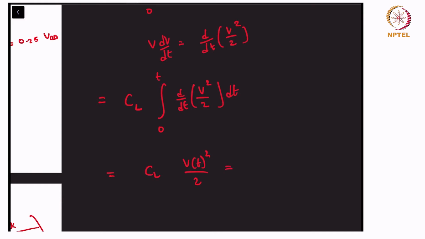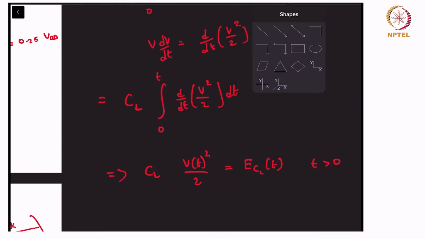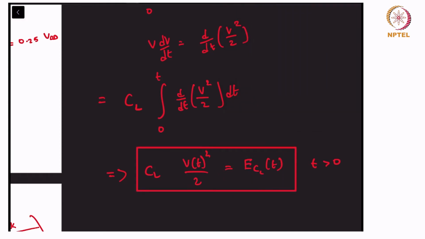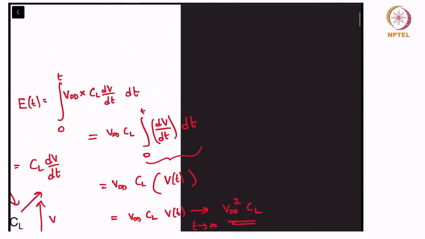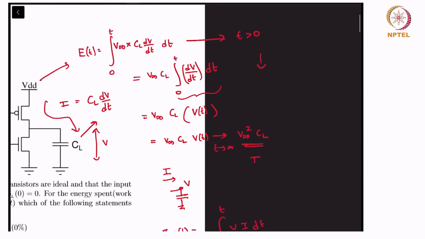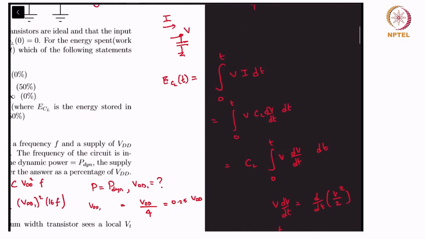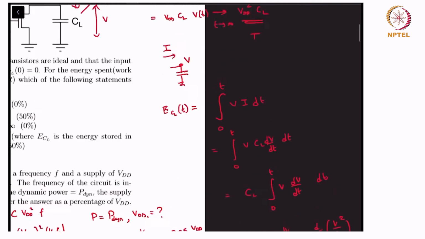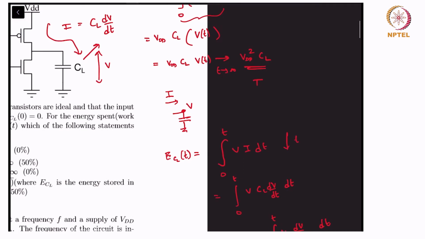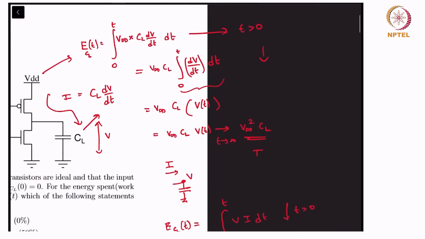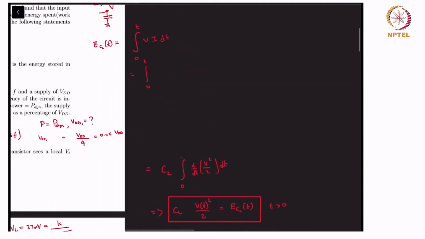And as we know, V of 0 is 0, so that goes away. So this is E_CL of t for t greater than 0, right? And this expression is also, of course, for t greater than 0, and all the other expressions that follow as well. So this is E_CL of t. And similarly here, t greater than 0. Sorry, that would be VDD of t. This is E_VDD of t.